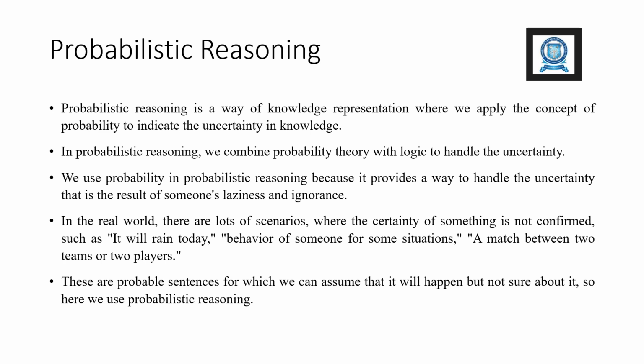We use probability in probabilistic reasoning because it provides a way to handle the uncertainty that is the result of someone's laziness and ignorance. In the real world, there are lots of scenarios where the certainty of something is not confirmed, such as it will rain today, behavior of someone for some situations, a match between two teams or two players. These are probable sentences for which we can assume that it will happen but not sure about it. So here we use probabilistic reasoning.